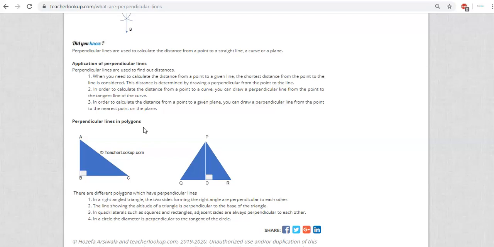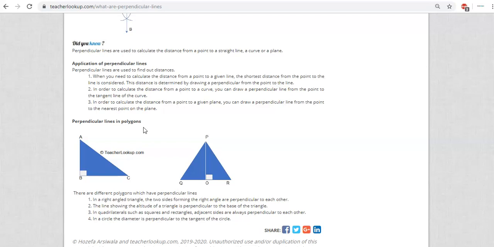And did you know, perpendicular lines are used to calculate the distance from a point to a straight line, a curve, or a plane. Application of perpendicular lines: perpendicular lines are used to find out distances. So first, when you need to calculate the distance from a point to a given line, the shortest distance from the point to the line is considered. This distance is determined by drawing a perpendicular from the point to the line.